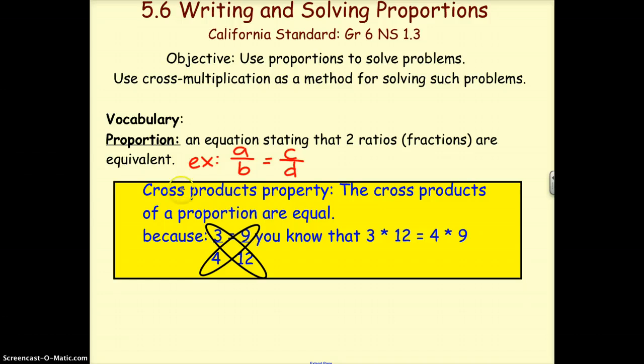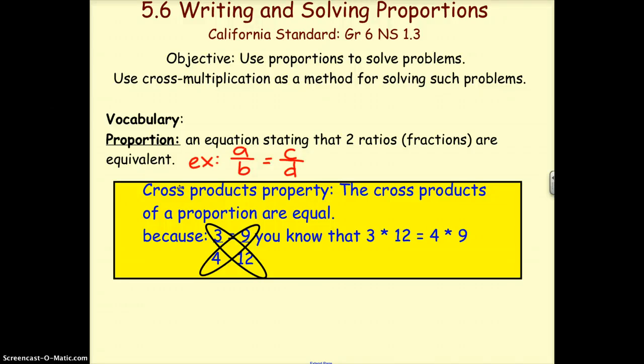You will notice that our standard is from grade 6, which tells you this should be a nice, easy review, and you should all have 100% on the quiz. Our objective is to use proportions to solve problems and use cross-multiplication as a method for solving such problems.